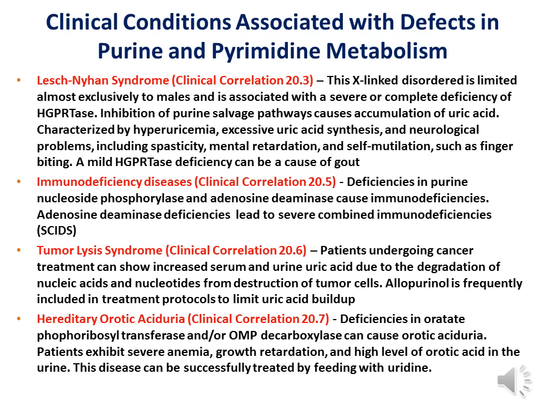Deficiencies in orotate phosphoribosyltransferase and/or OMP decarboxylase can cause orotic aciduria. This disease can be successfully treated by feeding with uridine.